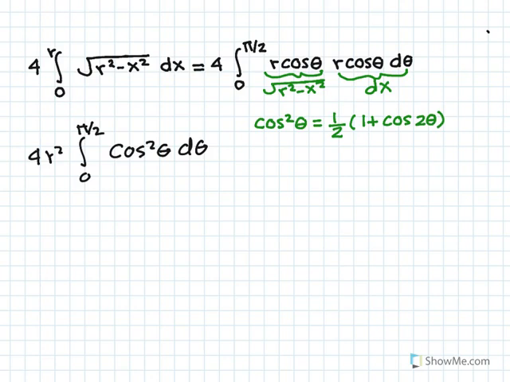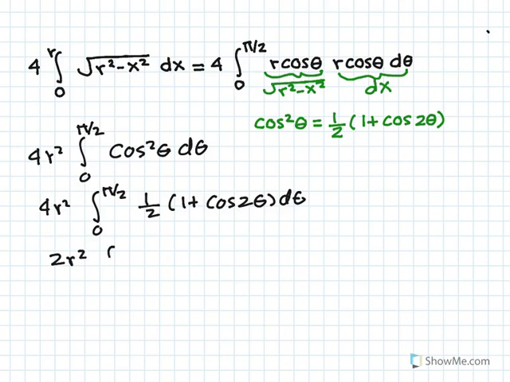Now we have a trig identity. Cos squared theta is 1/2 times 1 plus cos 2 theta. So we have 4r squared times the integral from 0 to pi over 2 of 1/2 times 1 plus cos 2 theta d theta. 1/2 is a constant, passes right through the integral. We get 2r squared times the integral from 0 to pi over 2 of 1 plus cos 2 theta d theta. That's equal to 2r squared.